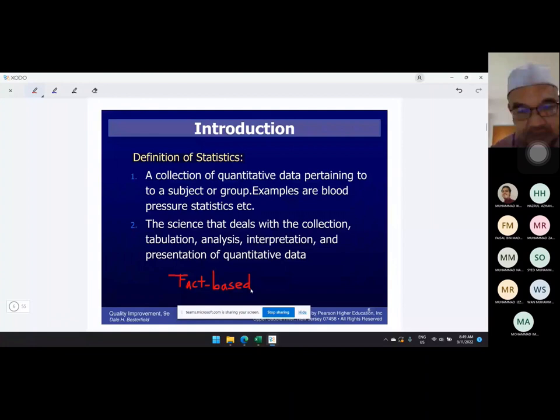To use as evidence of the quality of our products and services. So when we collect numbers, these are statistics. For example, the number of products rejected is statistics. The maximum speed of the cars that we produce, those are statistics. Statistics also is the way we collect and tabulate the numbers, the way we analyze those data, interpret them correctly, and then lastly present them to whoever needs them.